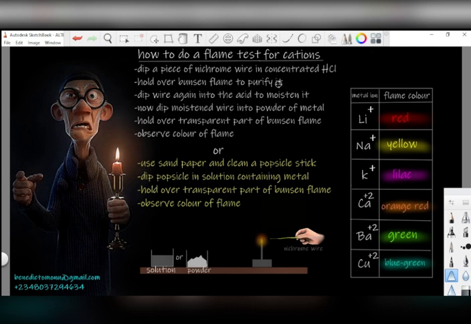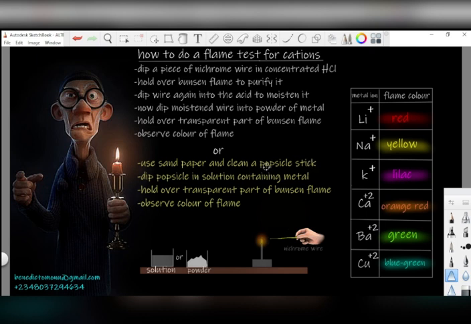So you purify it. Next, you now dip the same wire into the acid again, but this time around, you're not purifying it, but you're trying to moisten it so that when you now dip the moistened wire into a powder of the metal, the powder will stick to the wire because it's been moistened. Now you hold the wire over the transparent part of a Bunsen flame like this, and you observe the color change. If you're not going to use the nichrome wire, you can use a popsicle stick.